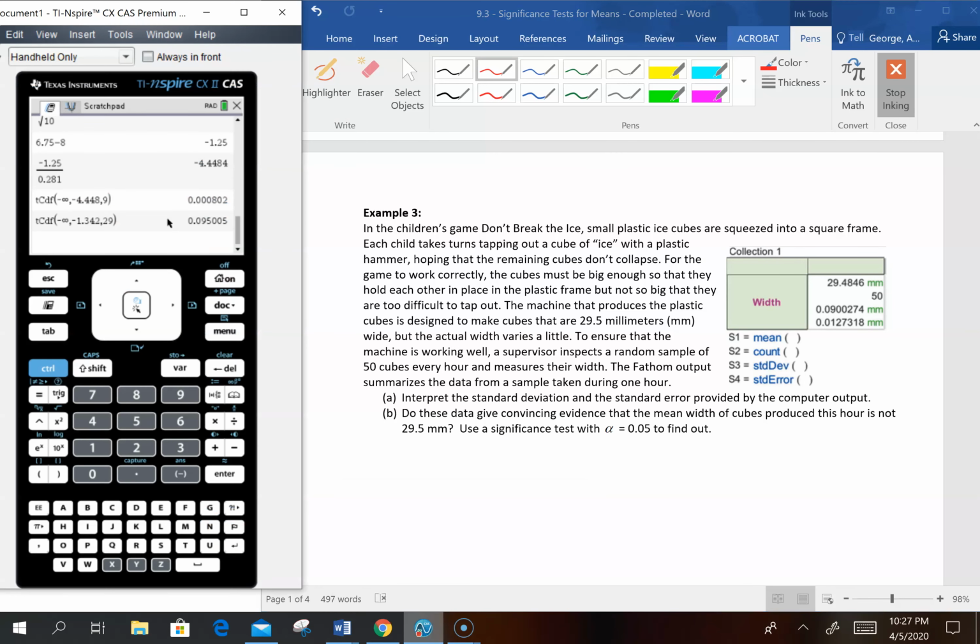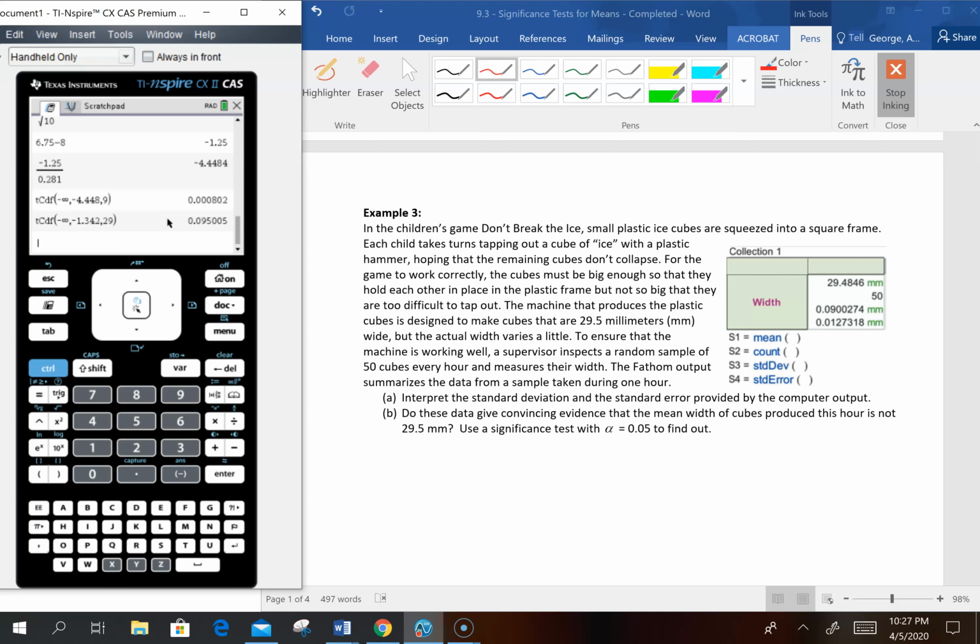For this one, Fathom is a computer program that does some statistical analysis, so it is possible that they would give you a data output like this. What they're telling you here is this first one, the 29.4846, that's your mean. 50 is the count, so that's telling you how many things were in the sample. 0.0900274 is your standard deviation, and 0.0127318 is your standard error. Your standard error is your standard deviation, your Sx, divided by the square root of n.